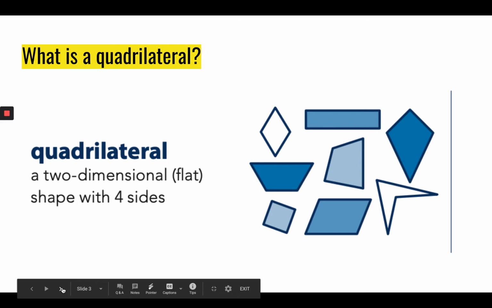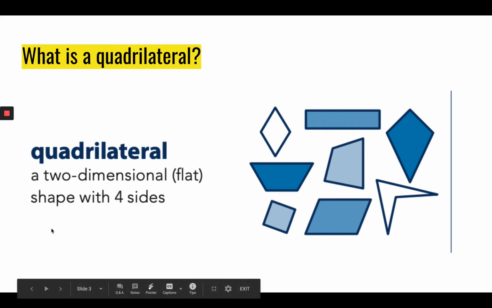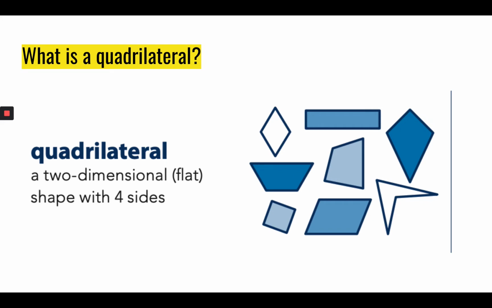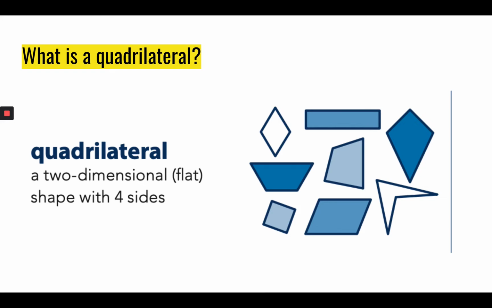So what is a quadrilateral? A quadrilateral, which is a hard word to say, try that. Quadrilateral. It is a two-dimensional shape, which is a flat shape, and it has four sides. It also has four vertices. So check out all those quadrilaterals in the picture. Check to make sure all of them have four sides and four vertices. I'll give you a second to do that.